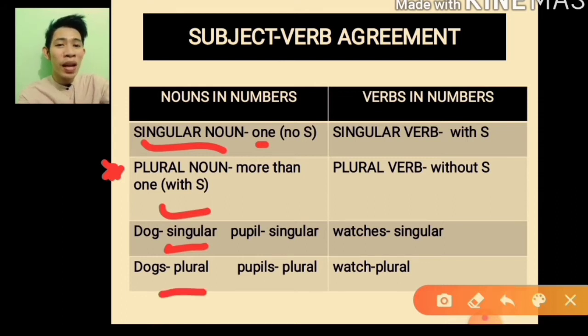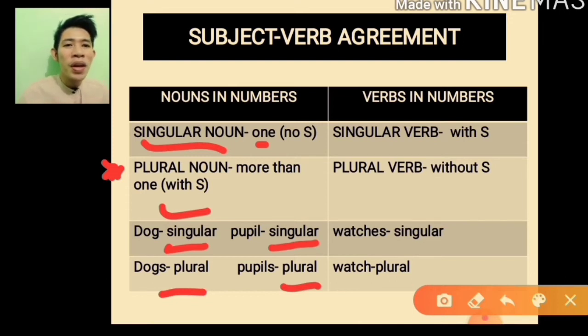Same thing with pupil. Kapag pupil, there is no S, we are talking about only one pupil, that is singular. But if we talk about pupils, there is S at the end of the word, so we are talking about more than one pupil, so that is plural. That is nouns when it comes to numbers.